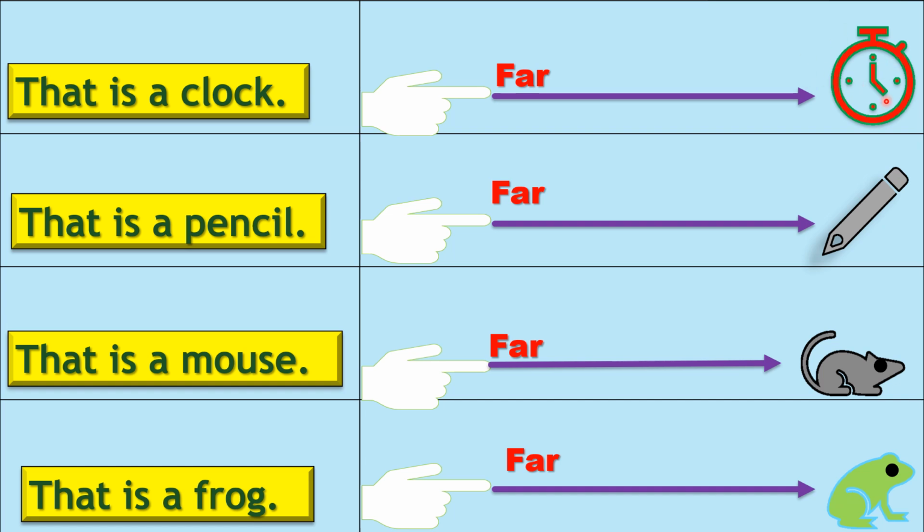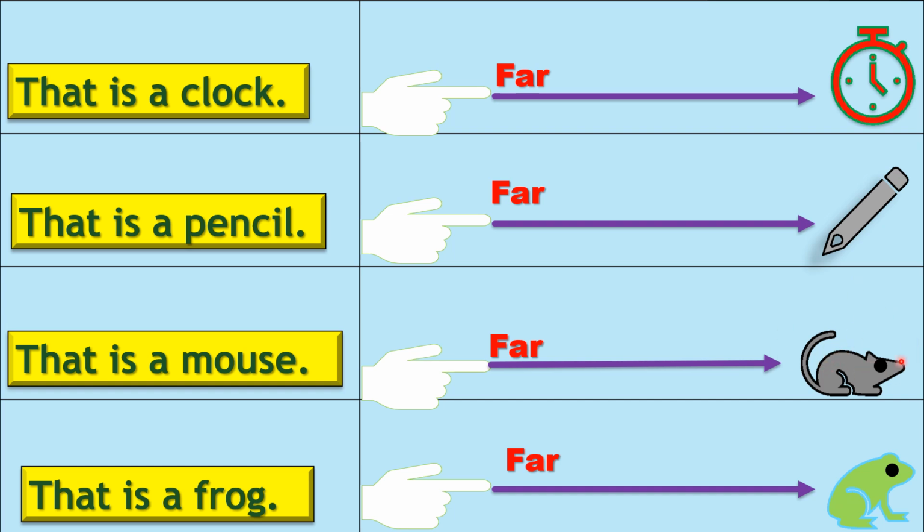Here, the clock is not near. The clock is far. So we will use that. That is a clock. Pencil is far. So we will use that. That is a pencil.